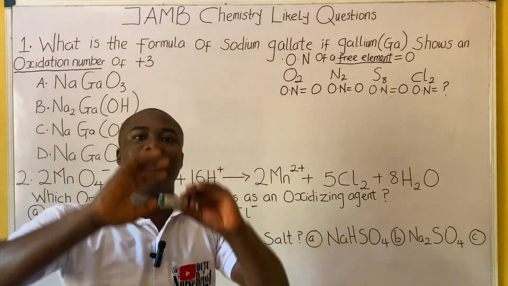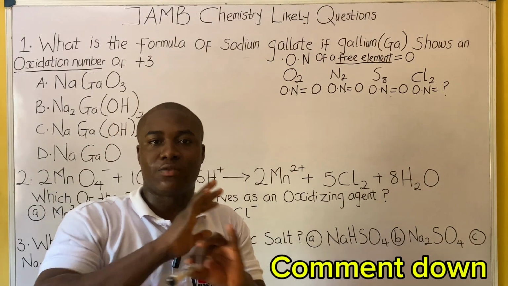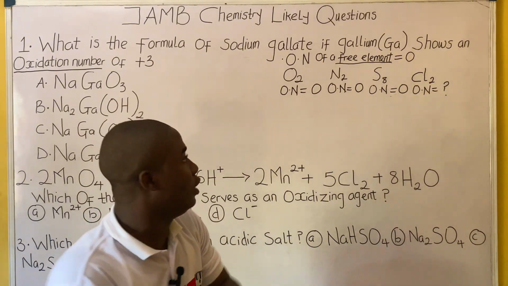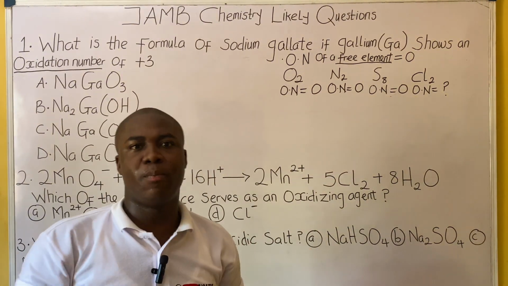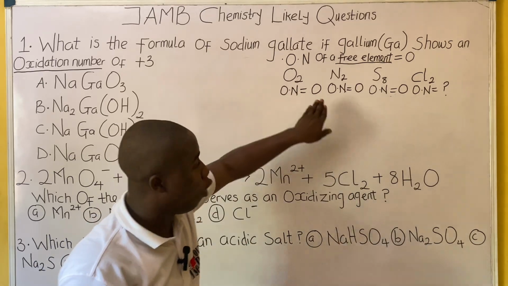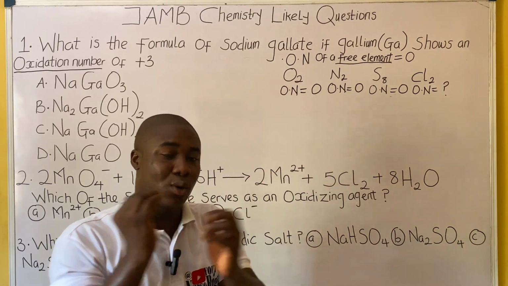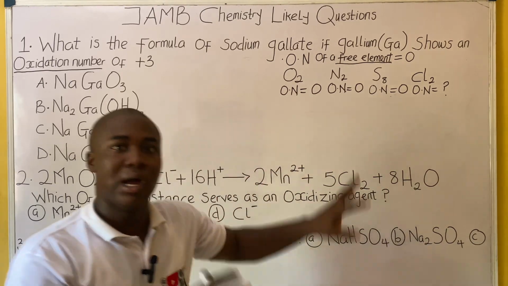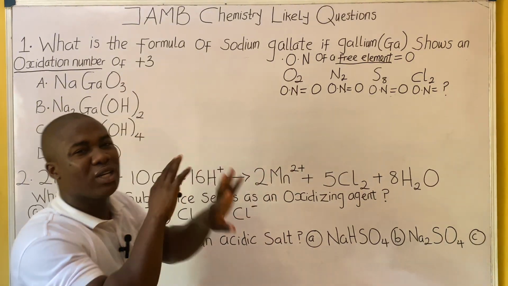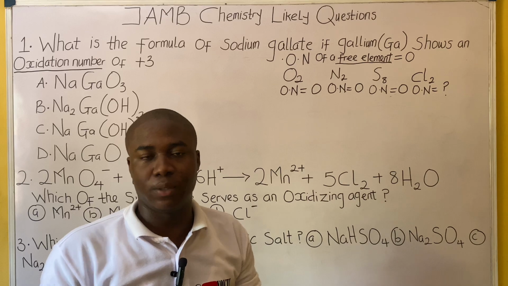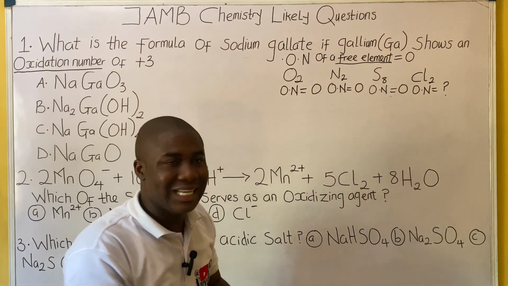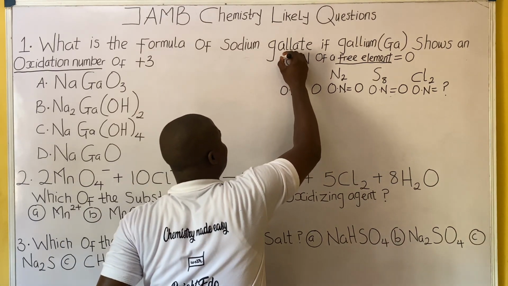When the element is uncombined, when the element is free, when the element is standing alone, the oxidation number should be what? 0. I believe you are following. This is the first point you should take note of on the oxidation number, because there are some other things I'm going to tell you in this video so that when solving this question, it will be very easy. Are you following me? It is very cheap. It is not difficult.